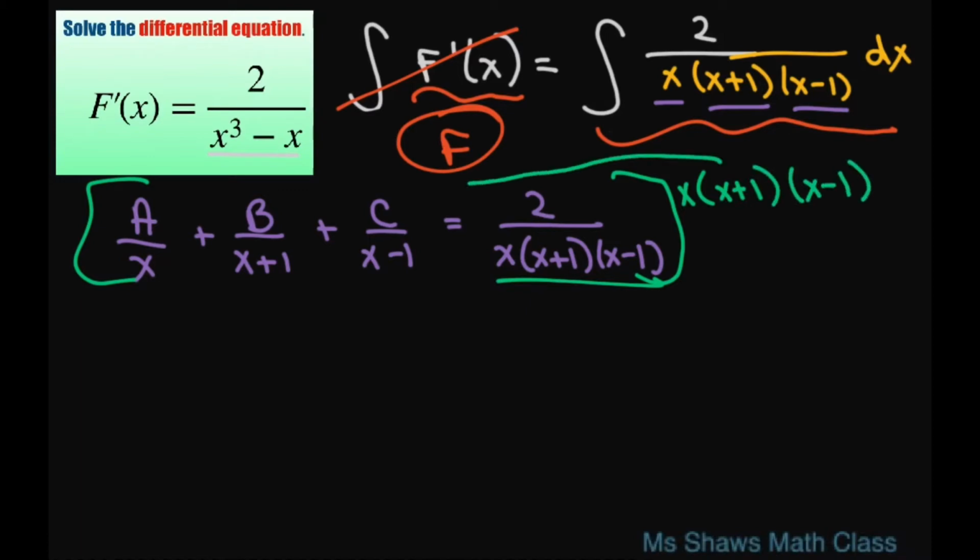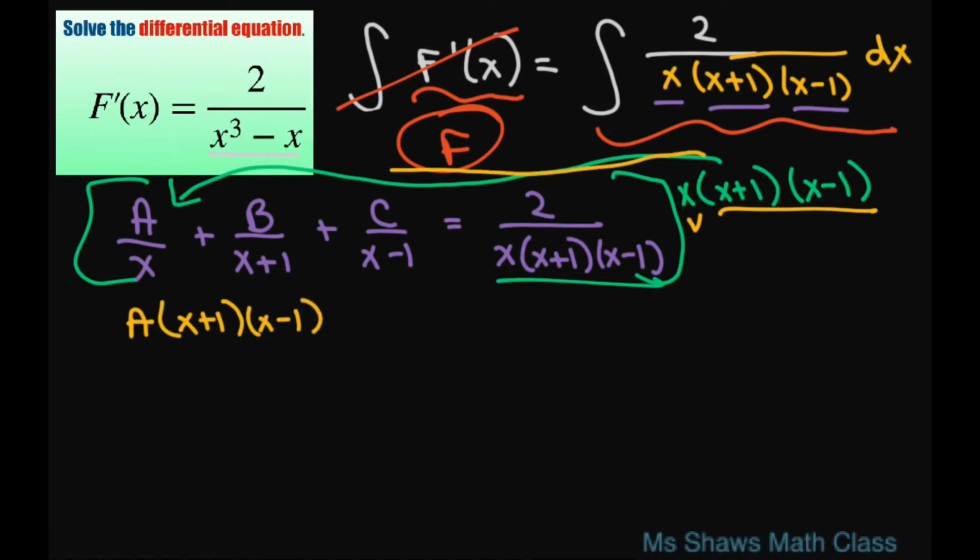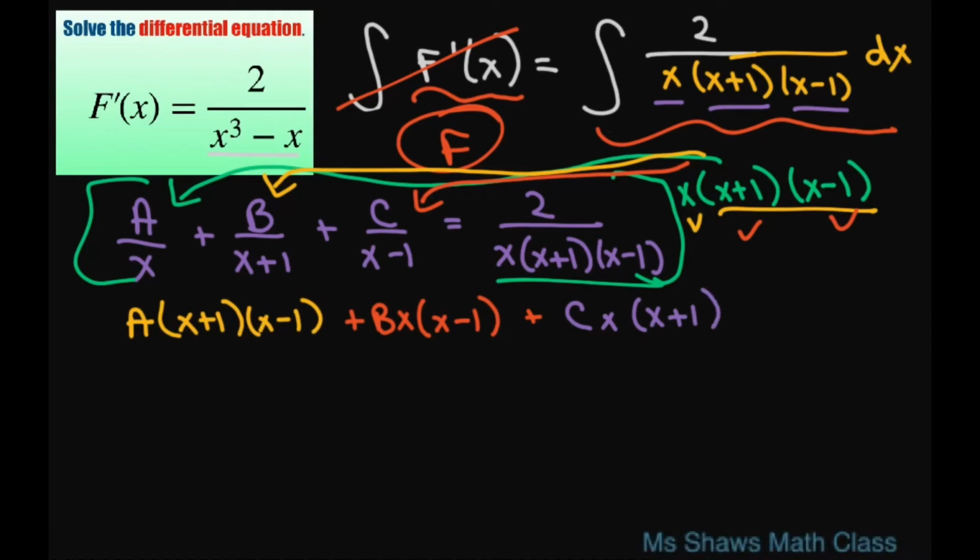So we multiply this by this first term. The one that goes away is the x. So we're still left with a times x plus 1 times x minus 1. When you multiply the b, the x plus 1 goes away. So we're going to have bx times x minus 1. And when you multiply the c, this one goes away. So that's going to be cx times x plus 1. And when you multiply this one, these two just cancel. So you just get equals 2.